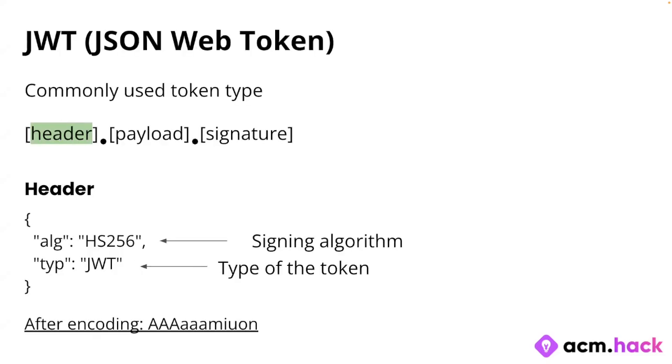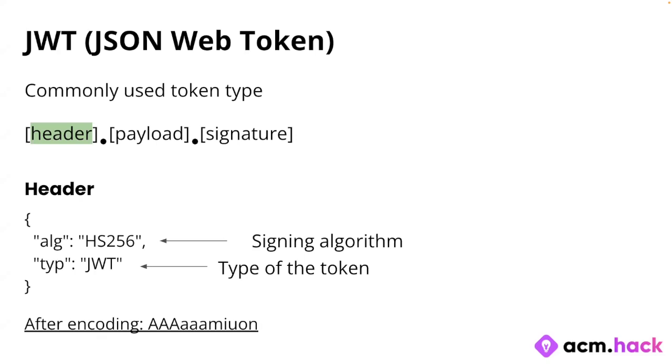And we have this thing called JWT, which stands for JSON Web Token, which is the most commonly used token type. It consists of three different parts: header, payload, and signature. Each of them is separated by a single period. The header includes information such as how this JWT token has been signed and what the type of this token is. In this case, since we're using a JWT token, we say JWT is the type of our token.